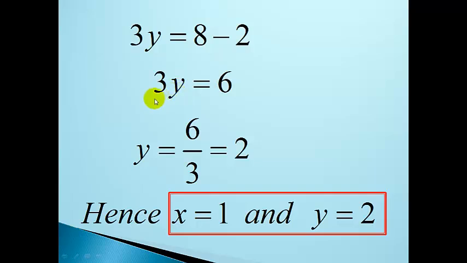Now we are solving for y. So we divide both sides by the constant 3. When we divide the left hand side by 3, we are left with y. And when we divide the right hand side by 3, we are left with 6 divided by 3. And 6 divided by 3 is equal to 2. That is, 3 goes into 6 2 times. This implies that the value of y is equal to 2. Hence, x equals 1 and y is equal to 2.